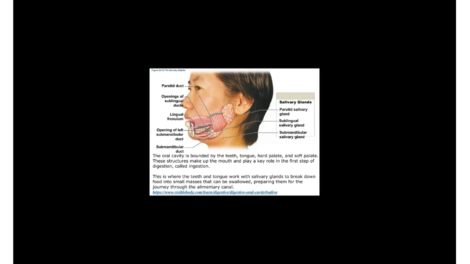Okay, then it represents the different conditions of the body also. For example, if you are hungry or if you see or smell different tasty food, excessive salivation is there. So these are the different important things related to that. And that is where the teeth and tongue work with the salivary glands and break down the food into small masses that can be swallowed and prepared for the journey through the alimentary canal.